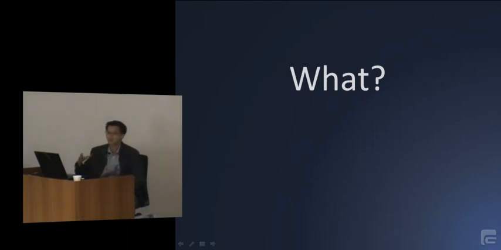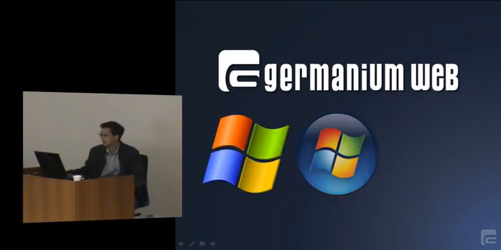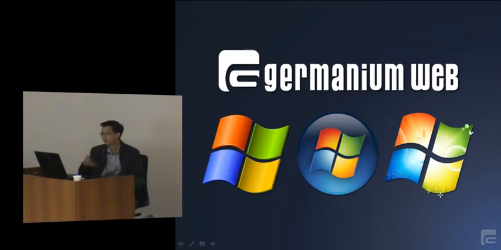So what makes up GermaniumWeb? I hope all of you already know that GermaniumWeb is a browser plugin, available for IE and Firefox now. We are working on a Chrome version, but it probably won't be out in time for Code Extreme, so stick to these two. It's currently only available for the Windows platform, but all versions from XP to Windows 7.